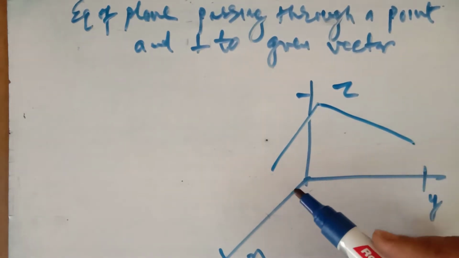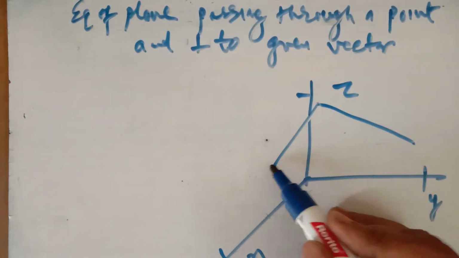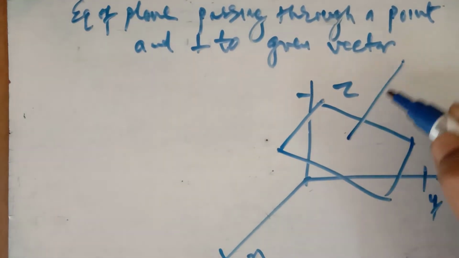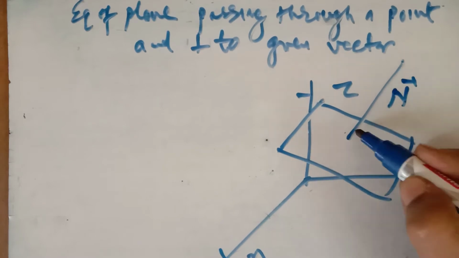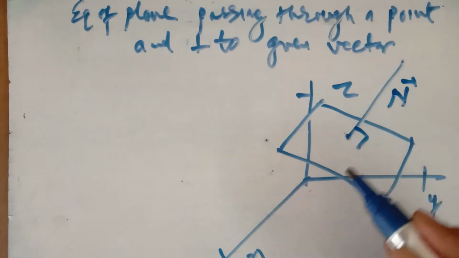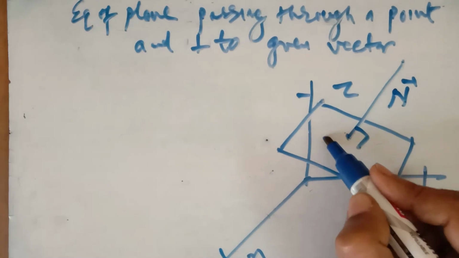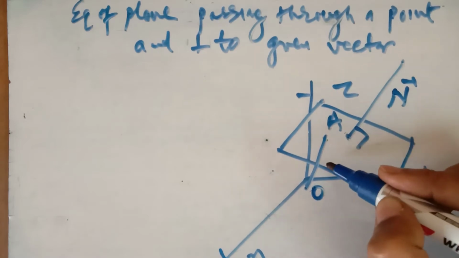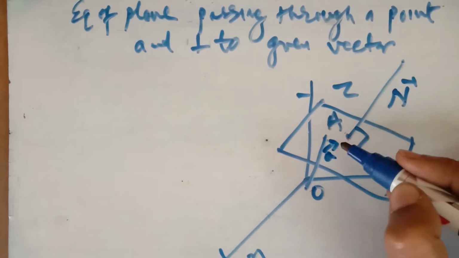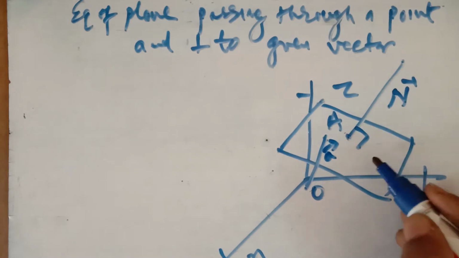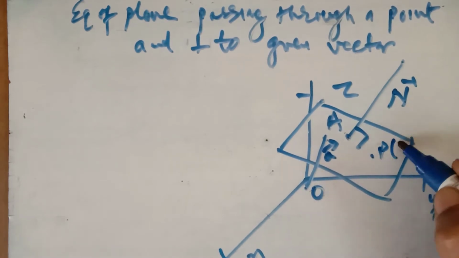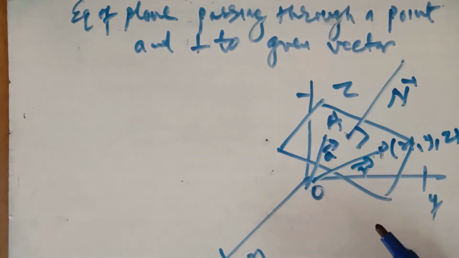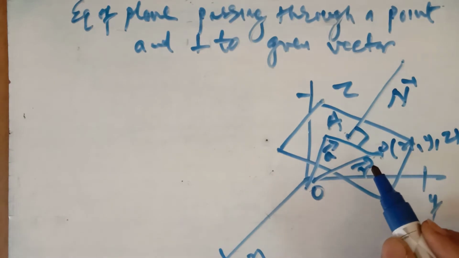Let us take a plane passing through a point A. Let us take this is the plane, where the n vector is perpendicular to this plane. This is the perpendicular to this plane, and let us say it is passing through the point A, and the position vector of this point be A cap. Let us take any point P whose coordinates be x, y and z, and its position vector will be r, and if we join it, this is the vector AP.